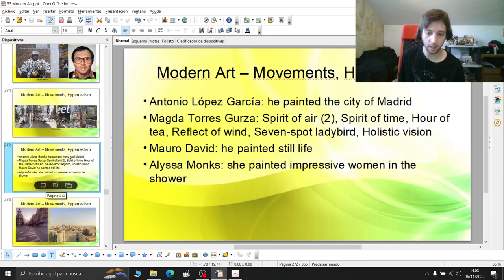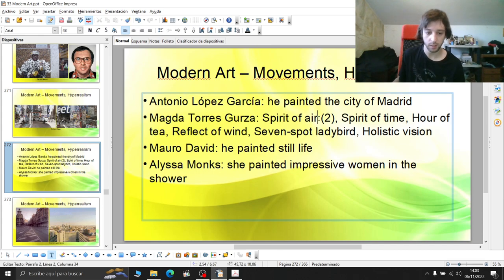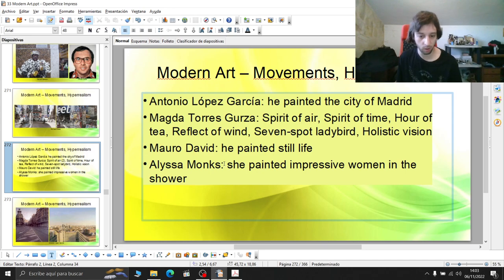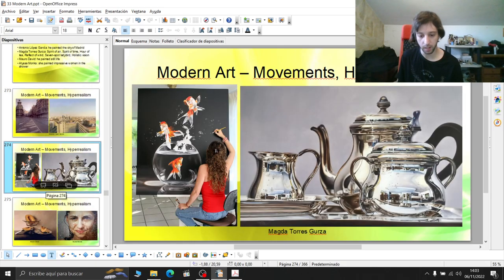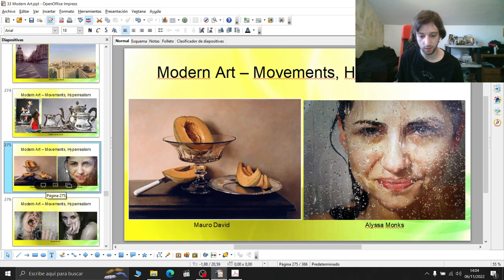Antonio López García, he painted the city of Madrid. Magda Torres Gurza, Mauro David, and Alyssa Monks. She painted impressive women in the shower. Antonio López García, Magda Torres Gurza, Mauro David, and Alyssa Monks.